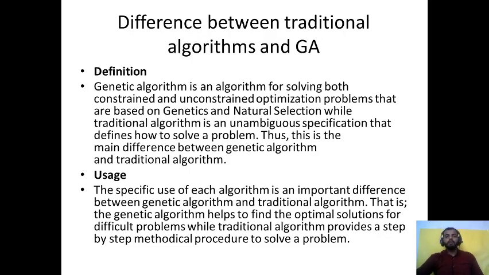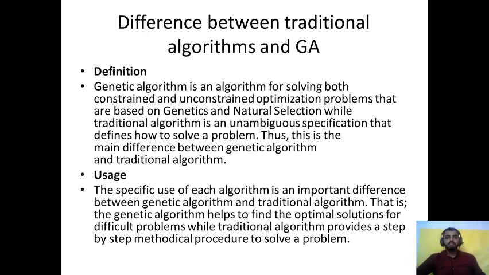Now, moving forward, what is the difference between the traditional algorithm and the genetic algorithm? With reference to the definition, a genetic algorithm is an algorithm for solving both constrained and unconstrained optimization problems that is based on genetics as well as on natural selection, whereas a traditional algorithm is an unambiguous specification that defines how to solve a problem. Thus, this is the main difference between the genetic algorithm and the traditional algorithm.